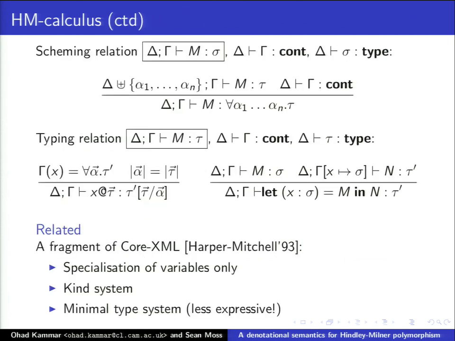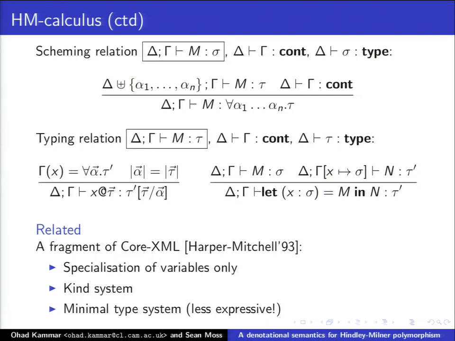Okay. And terms are, again, what you'd expect. If I have some variable x and I want to specialize it in a tuple of type tau, then look it up, find a scheme for it, make sure that lengths match up and do the substitution. And the let is similar. If I can type M with scheme sigma, extend the context with that sigma, and type N, then I can sequence them one for the other.